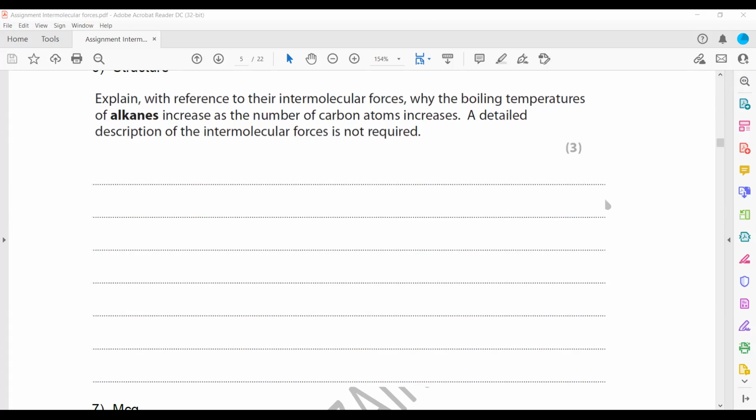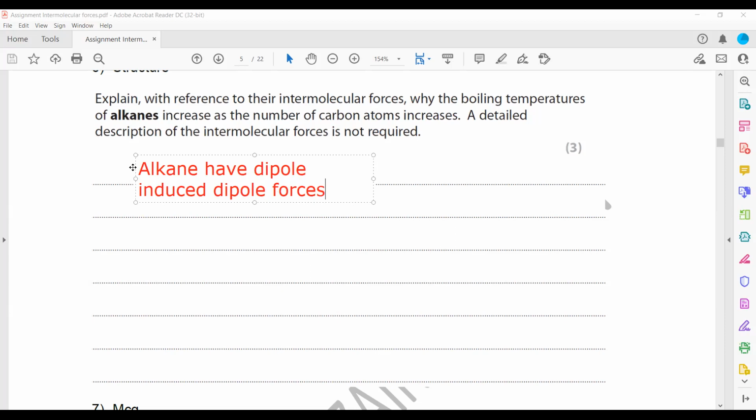So what happens? First, these hydrocarbons have London dispersion forces, or London forces, or dipole-induced dipole forces. As the number of carbons increases, the number of electrons increases, so there will be more force between the particles. So alkanes have dipole-induced dipole forces. That is one thing.